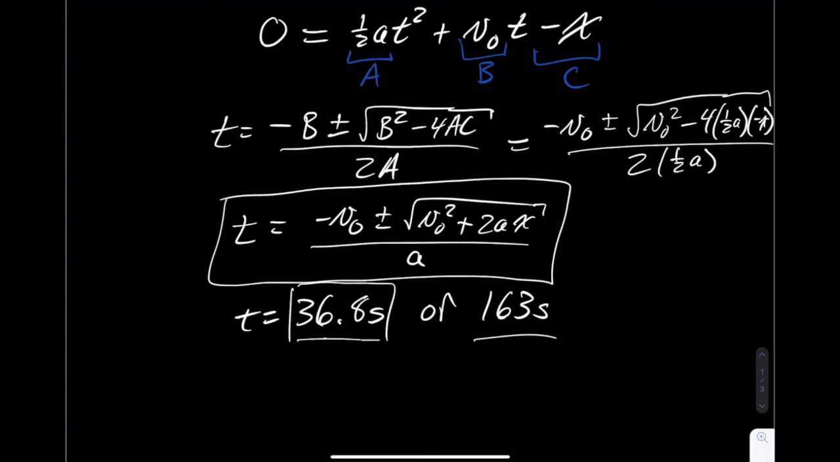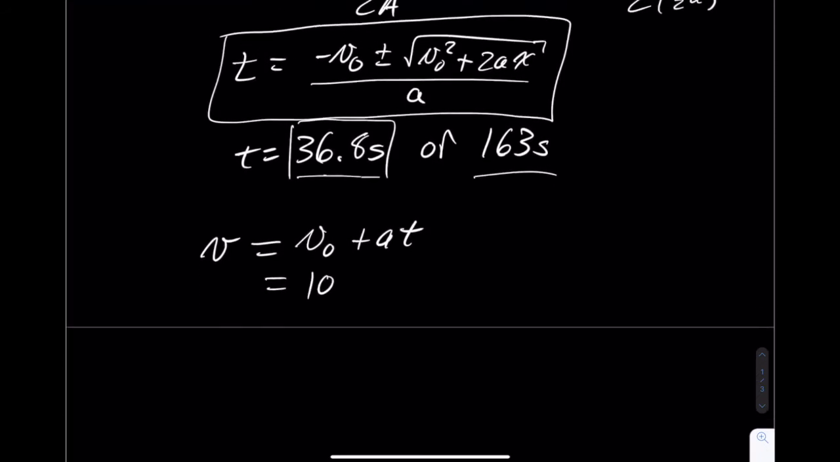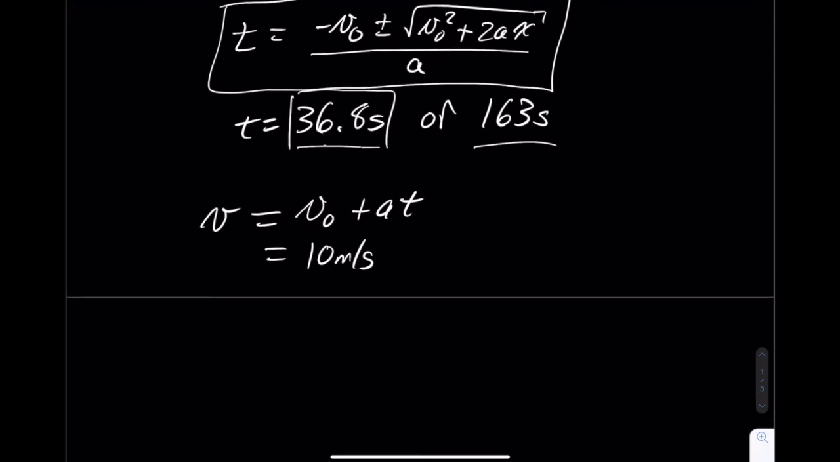Then the second question says, well, what's the velocity at that time? The velocity, now I can calculate because I can say v is equal to v naught plus acceleration times time. I know all those quantities now. So v naught was 10 meters per second. And then acceleration is negative 0.10 meters per second squared times the time, which is 36.8 seconds.